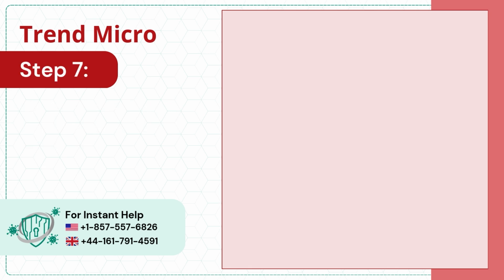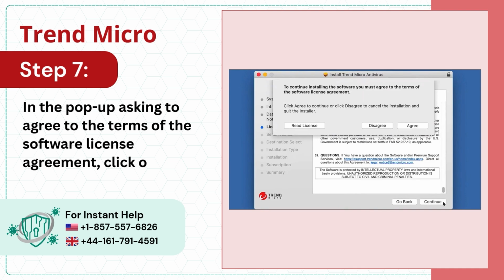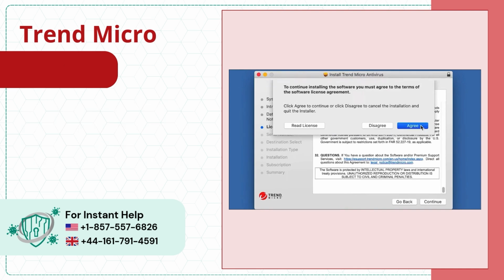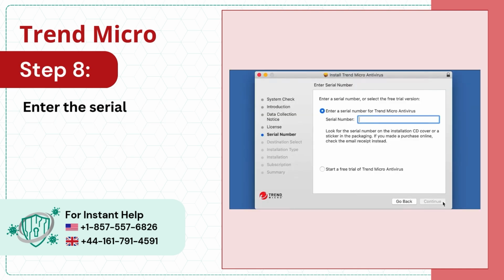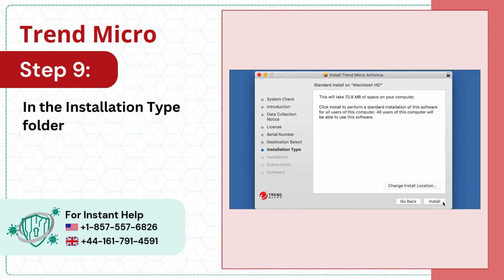Step 7. In the pop-up asking to agree to the terms of a software license agreement, click on Agree. Step 8. Enter the serial number and click on Continue. Step 9. In the Installation Type folder, click on Install.